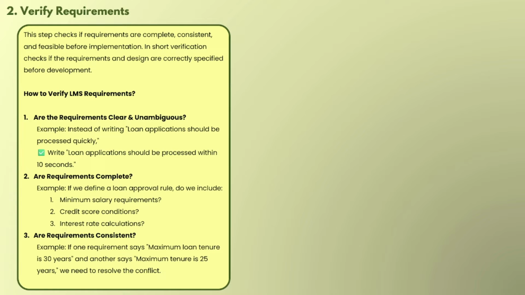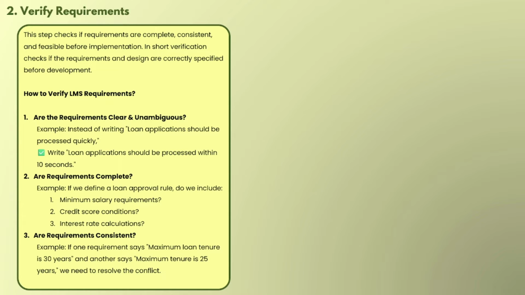And the next verification question is, are requirements complete? This is about making sure we have covered everything and nothing important is left out. All the necessary details should be there to avoid gaps in the solution later. For example, we define a loan approval rule. Do we include the below things we need to check before the requirement is processed? Minimum salary requirement, credit score condition, then interest rate calculation. So we check whether everything is there or not.